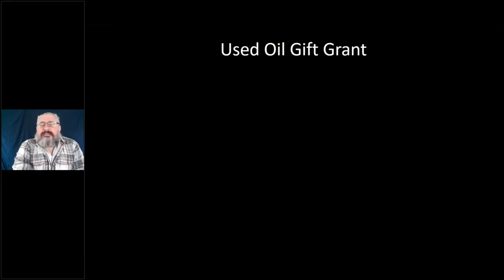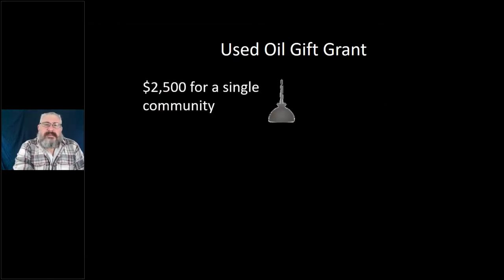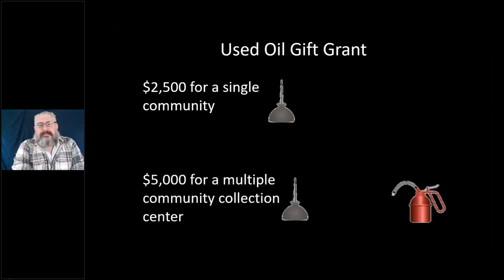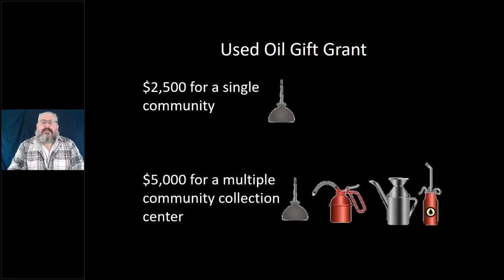Used oil is a gift grant. So you don't have a match. This is money you get to keep, do whatever you want with. If you are a single town, $2,500 for your facility. If you have a facility that is shared or multiple towns use it, you can get up to $5,000.